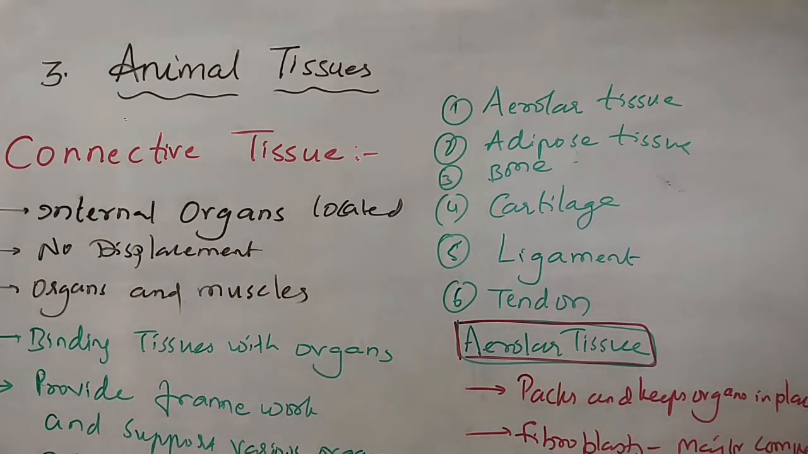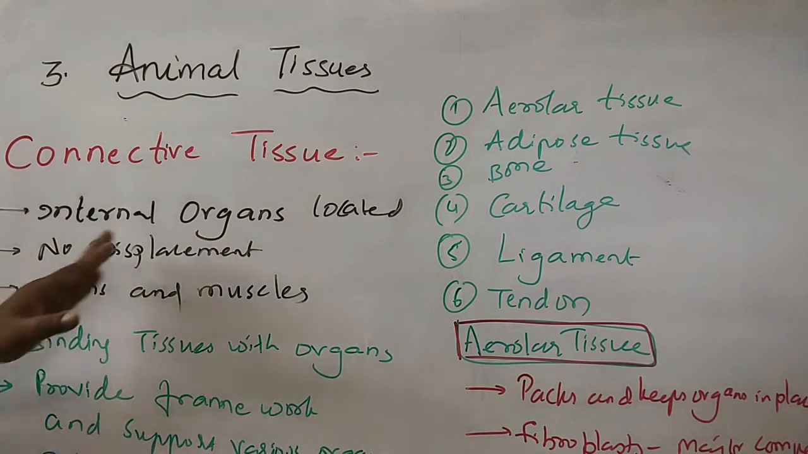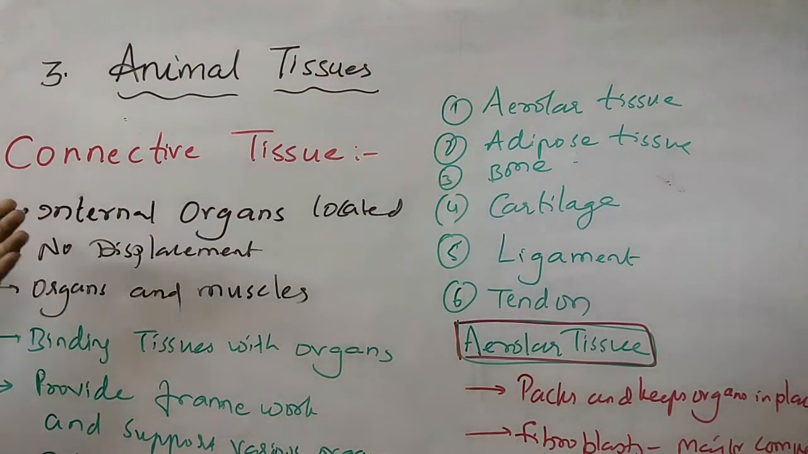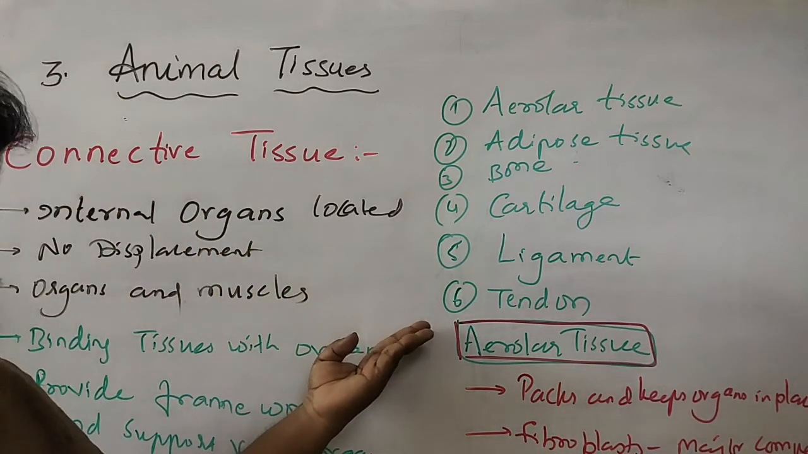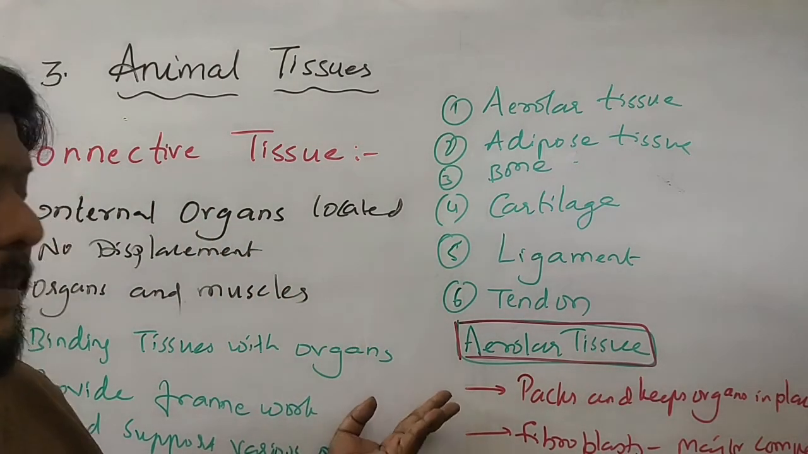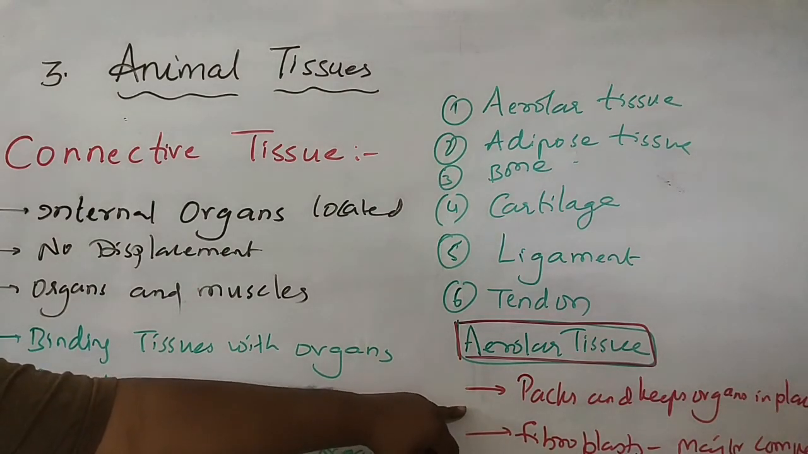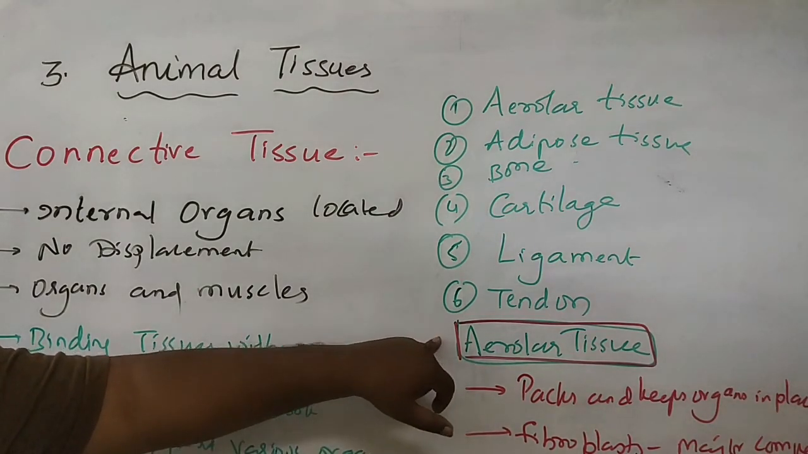Areolar tissue. As we have seen the different functions of the connective tissues, you can find these points in the different connective tissues which are present in our body. The first one, we have seen that the internal organs are located and there will be no displacement. They will not move. So you can see the areolar tissue doing that work. It is packing and keeping all the organs in place. That is the function of the areolar tissue.